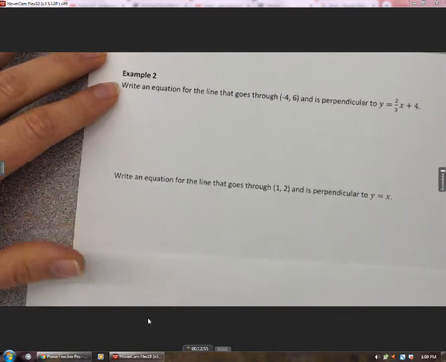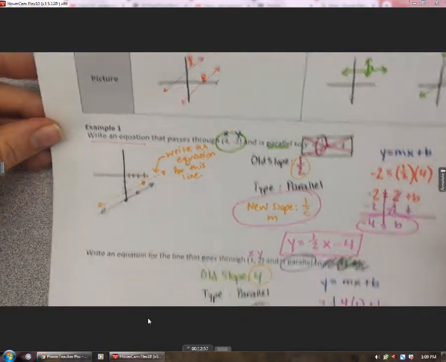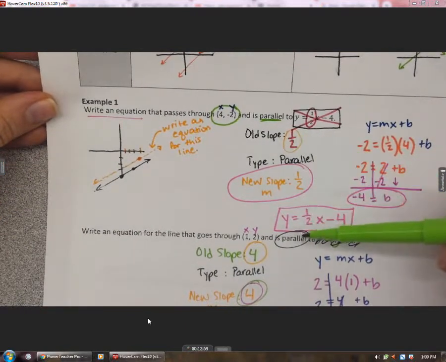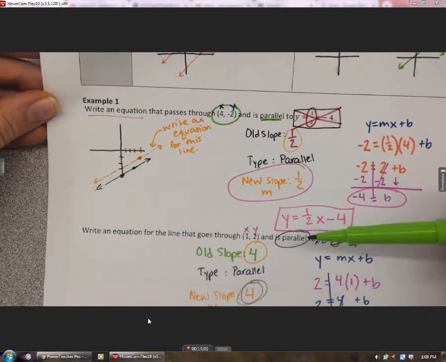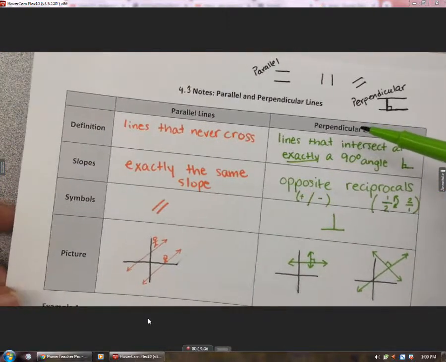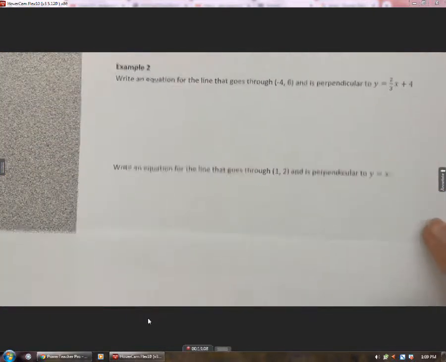Okay, let's try. So that was parallel. Both of those were parallel examples. And if you were going to make a prediction, what do you think would come next? Perpendicular. We're going to do 2 perpendicular examples.